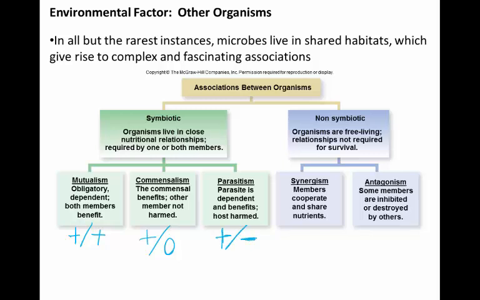Now, in a parasitic relationship, one member benefits, that would be the parasite, while the other member is harmed, that would be the host. So the parasite benefits from the relationship and the host is harmed. Now, in the non-symbiotic relationships, the relationship isn't required. These are just organisms that happen to be living in the same space or happen to be living together. They don't have to live together, but they do.